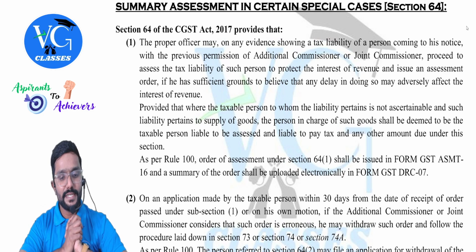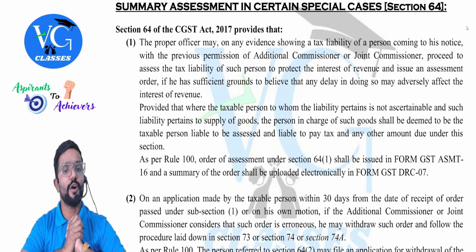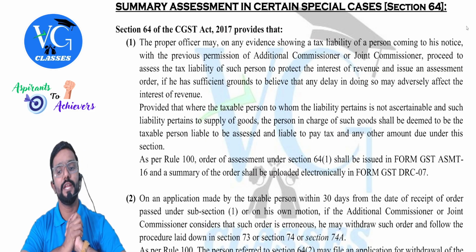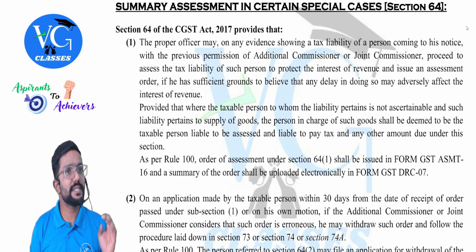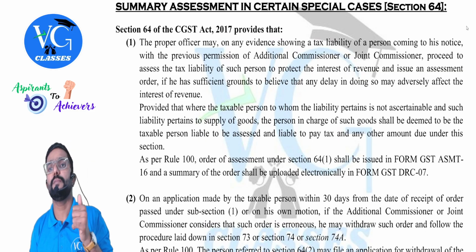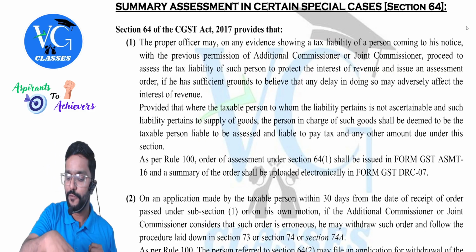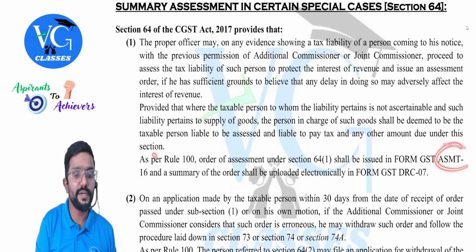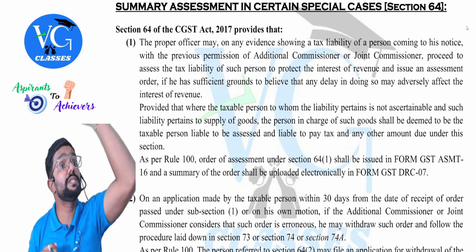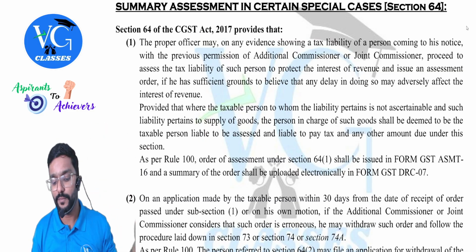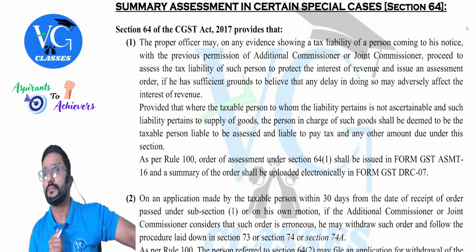As per Rule 100, order of assessment under section 64(1) shall be issued in form GST ASMT 16, and a summary of the order shall be uploaded electronically in form GST DRC 07, guys. So, as per section 64, the summary assessment order will be passed in which form number, guys? In form number GST ASMT 16. And the summary of this has to be uploaded on the GST portal. In which form number? DRC 07.